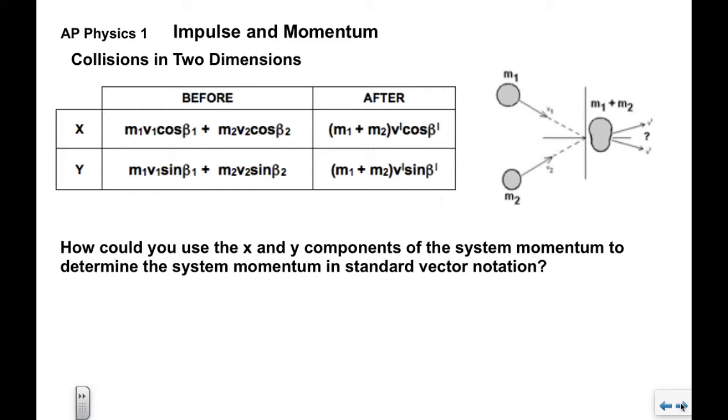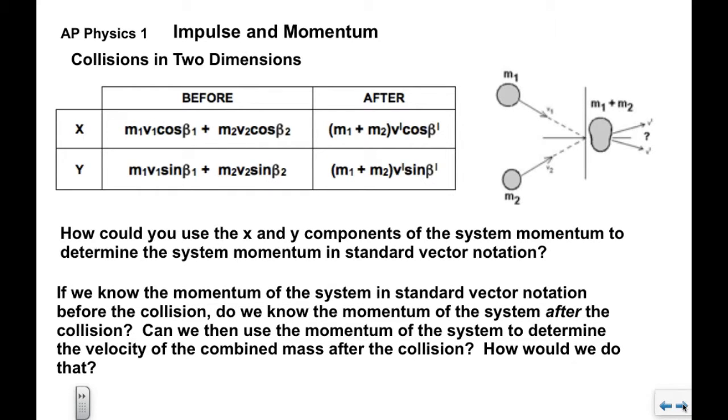Okay, one other thing. How could you use the x and y components of the system momentum to determine the system momentum in standard vector notation? These added up indicate the x direction momentum of the system. These indicate the y direction momentum of the system. We could use Pythagorean theorem and inverse tangent to figure out the system momentum in standard vector notation.